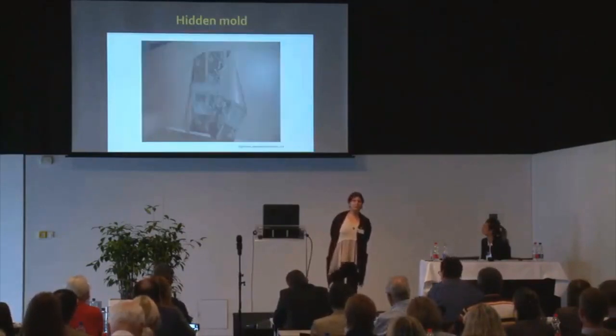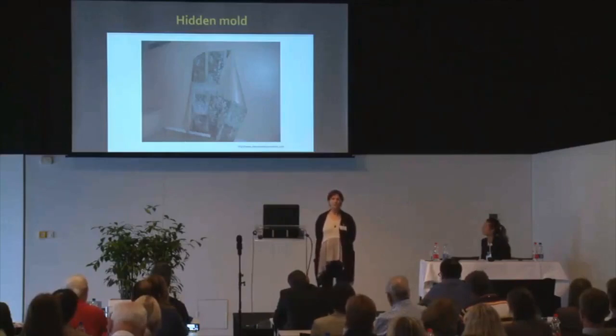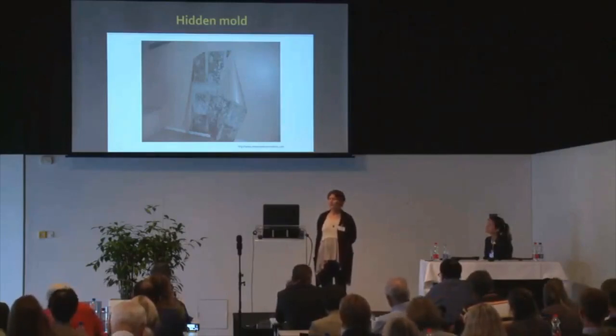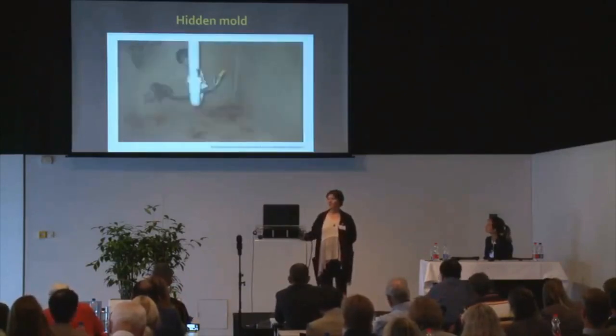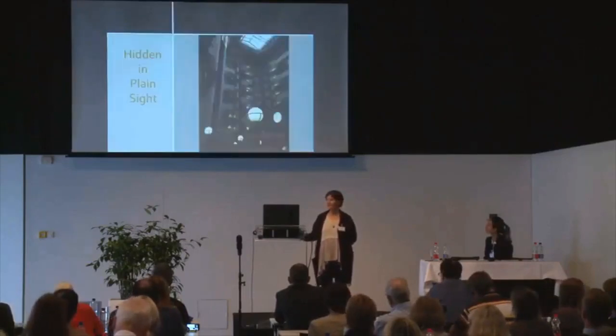This is mold behind wallpaper. Wallpaper glue seems to be a preferred food source for a type of mold called Stachybotrys chartarum. So the black mold that you see there, we in the US tend to call it black mold, is Stachybotrys. Here's mold growing under a sink. So don't just look on the walls, look under your sinks, under the plumbing.